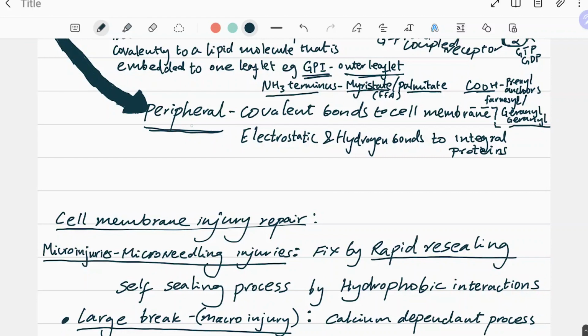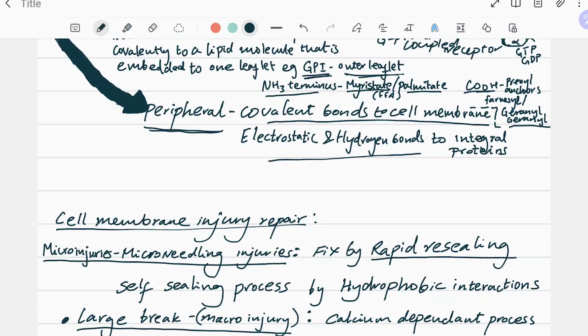Then you have the peripheral proteins. They bind by covalent bonds to cell membranes and by electrostatic and hydrogen bonds to integral proteins. They're mainly for structural support, more like supporting proteins. They don't do a lot of transport across the membrane.